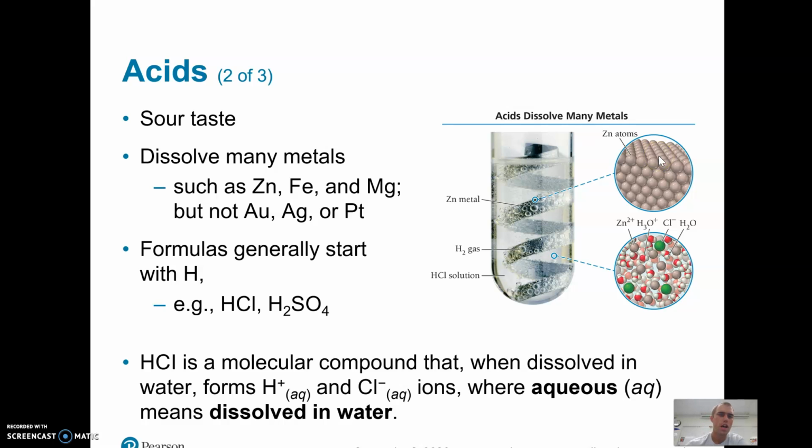Some characteristics of acids: they have a sour taste. Citric acid is an acid, obviously, and that's what gives citrus fruit a sour taste, oranges, lemons, things like that. Acids typically have the ability to dissolve metals, and again, their formulas start with H. Like hydrochloric acid and sulfuric acid, both of those are molecular compounds, but they're written as kind of ionic compounds, and we'll talk about that in a second. But they both start with H at the beginning.